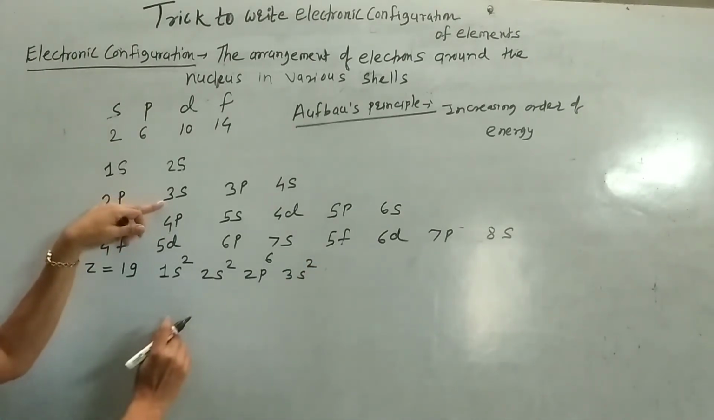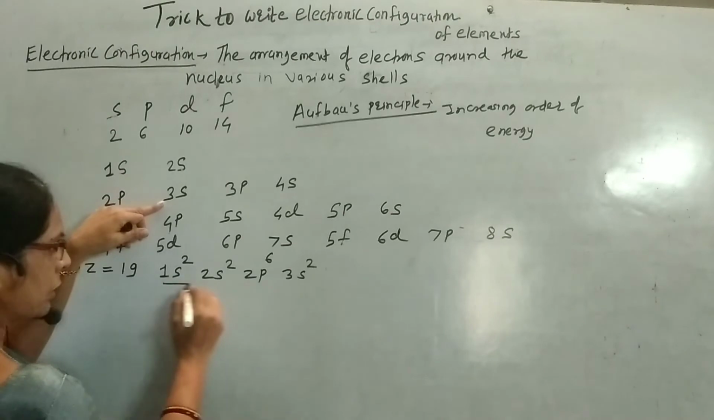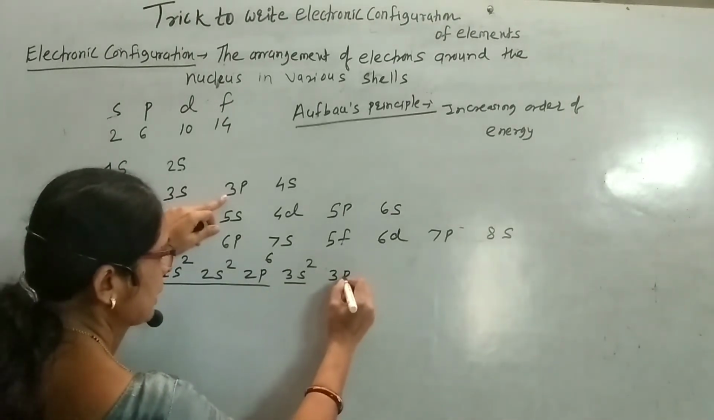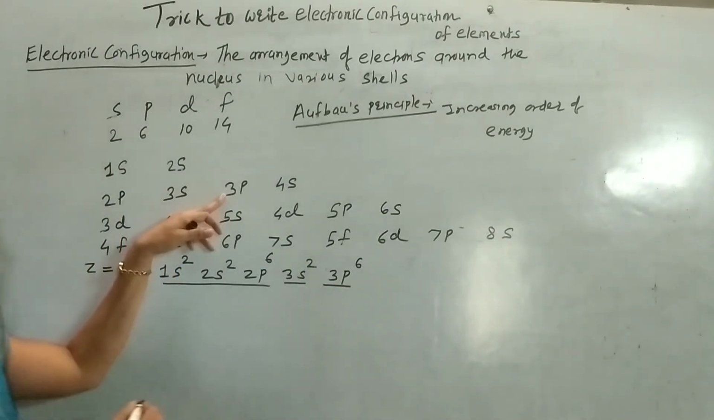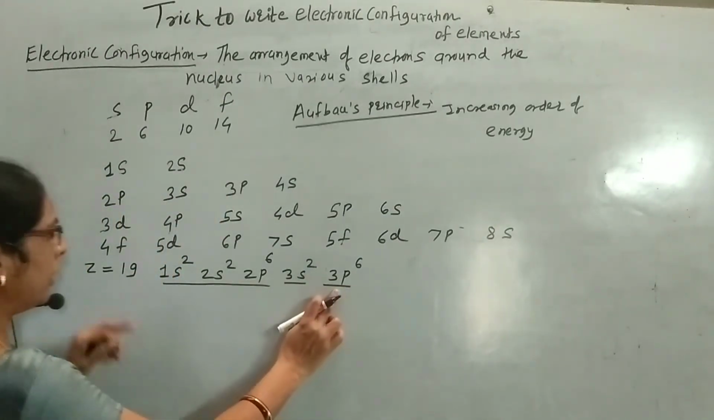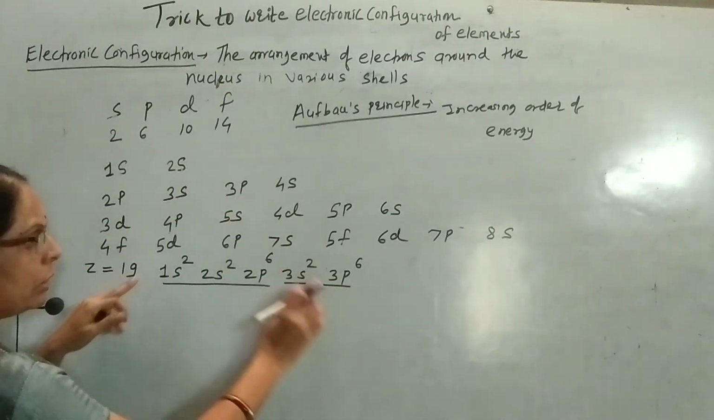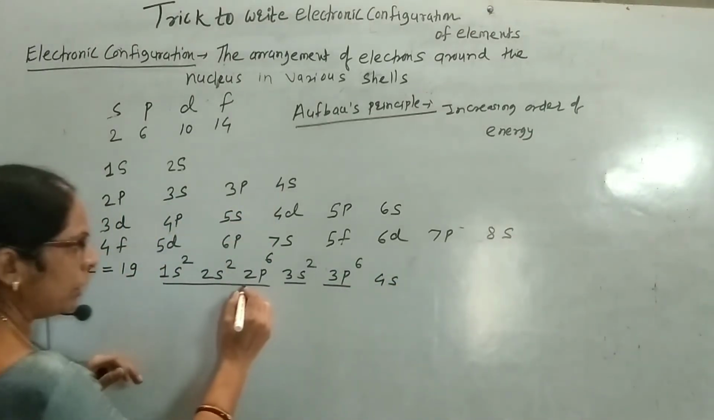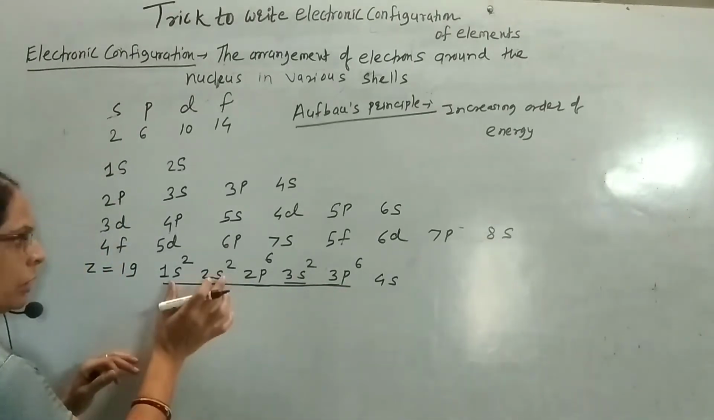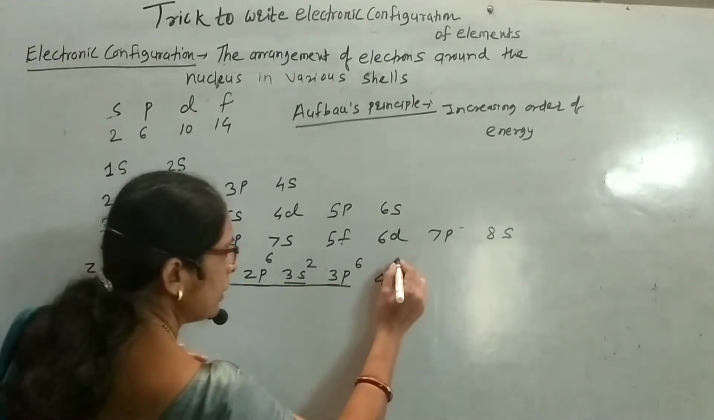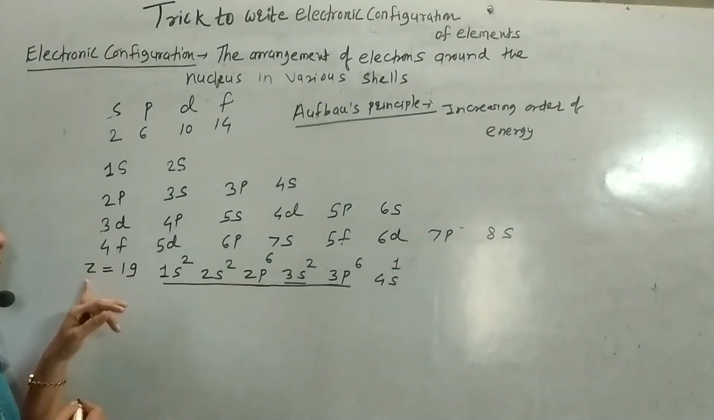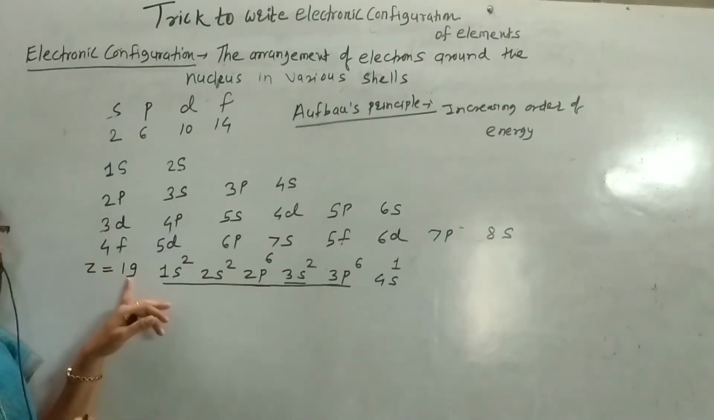Now we count the total number of electrons. So 2, 2, 2 for 10 and this is 12. So we again have to proceed. P has a maximum capacity of 6, so 12 and 6 make 18. Now we require 1 more. After 3p we go to 4s, and since 18 electrons are already finished, only 1 remains, and that goes in 4s. So this is the electronic configuration of the element whose atomic number is 19.